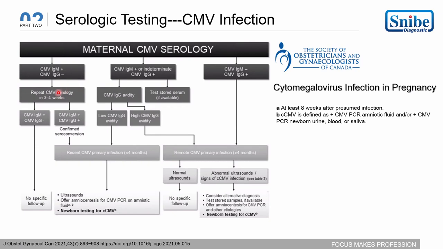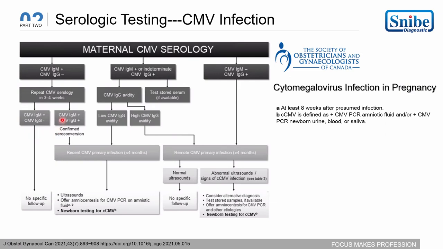After 3 to 4 weeks, there are two possibilities. Either the CMV IgM is positive and CMV IgG is negative, or the second option is that CMV IgM is positive and IgG is also positive. So if IgM is again positive and IgG is negative, there is no specific follow-up. There is a possibility of a false positive IgM value. Then no further investigation is required.